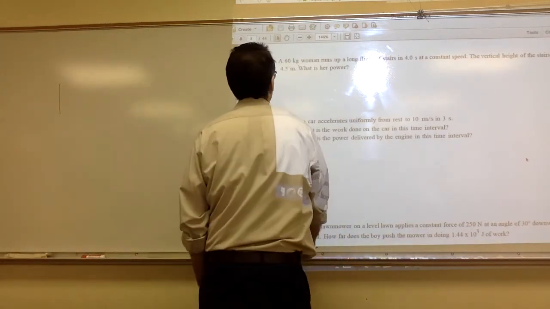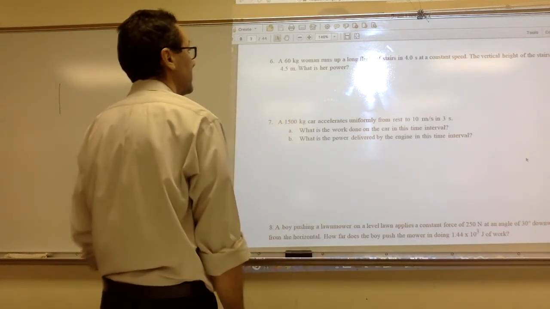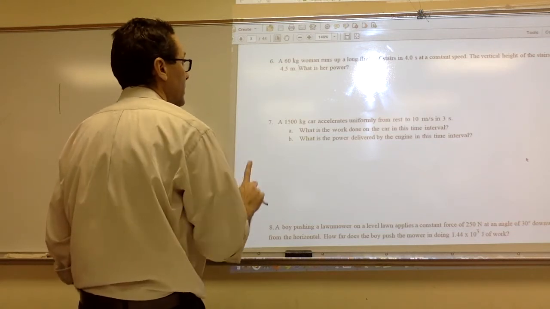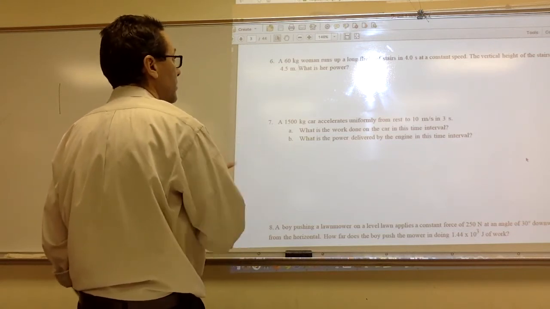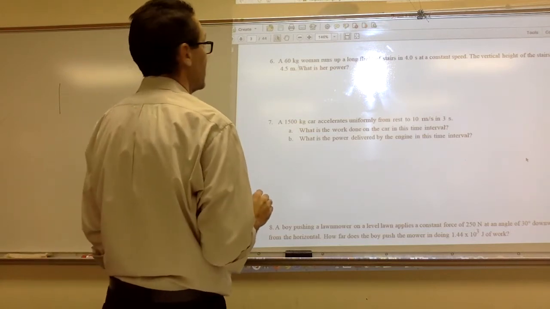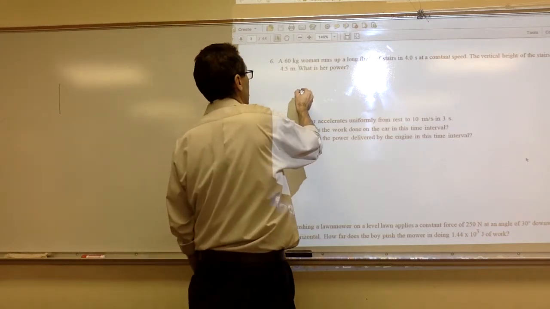All right. A 60-kilogram woman runs up a long flight of stairs in 4 seconds. So now, the only time she does work is when she's going vertically up. Each time she's moving horizontally, no work is being done. The vertical height of the stairs is 4.5 meters. What's her power?